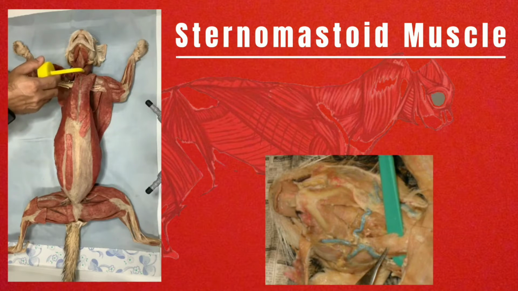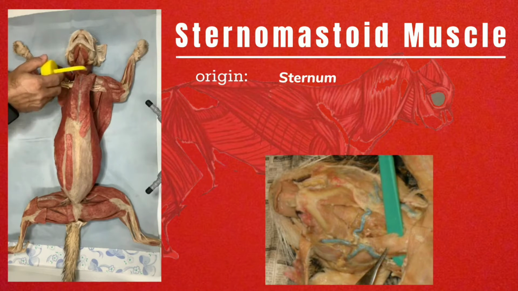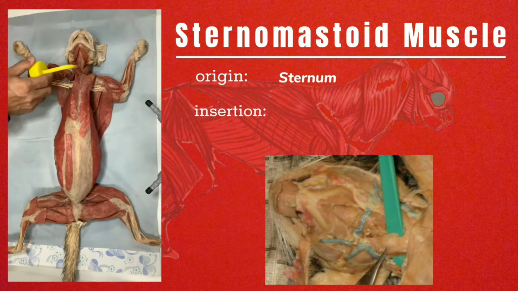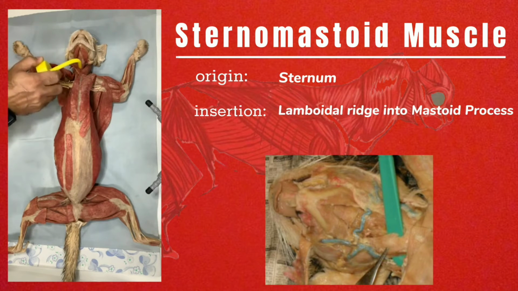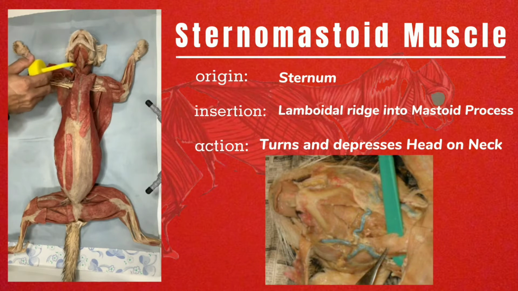Next to that, we have the sternomastoid muscle. Sternomastoid muscle is a diagonal muscle that is only applicable for cats. Its origin is located in the sternum and its insertion is in the laboidal ridge into the mastoid process, where it turns and depresses the head on the neck for action.